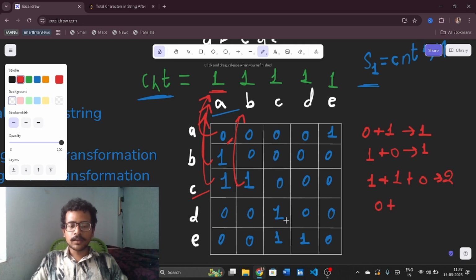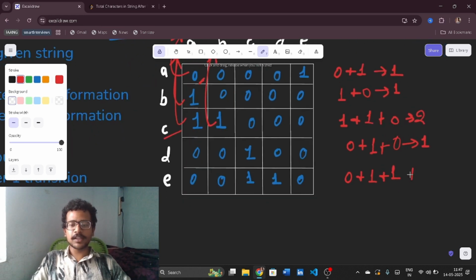Now I got 1 D from 1C. How many C's are there? 1C. Now I got 1D from 1C. 1 into 1 is 1 plus zeros, all are zeros. So right, I got 1. Now zeros, right? Zeros, and then I got 1E from 1C. 1 into 1 is 1. I got 1E from 1D. So 1 into 1 is 1, and then plus 0 again to here at the last.